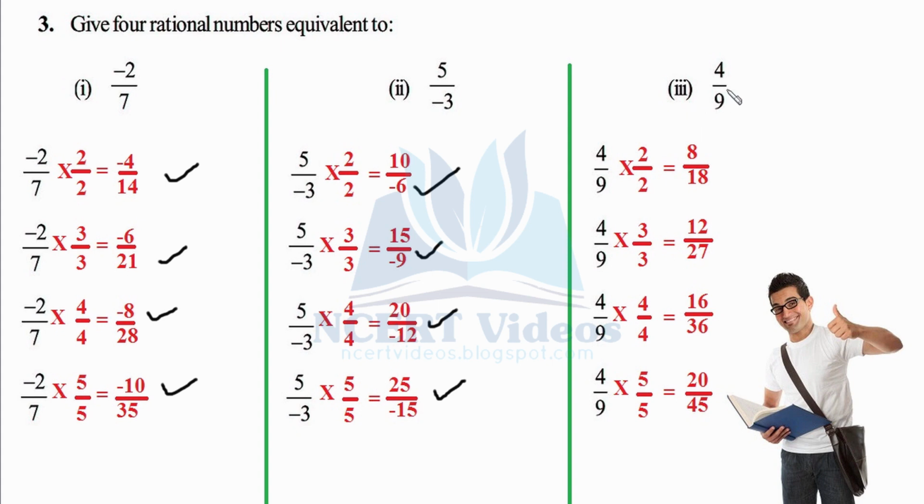Same thing here, 4 over 9 into 2 over 2, that is 4 into 2 is 8, 9 into 2 is 18. You can also take it as 4 into 3, so 4 into 3 is 12, 9 into 3 is 27. Likewise, and here 4 into 5 is 20, 9 into 5 is 45. So this was a very easy question. The only thing is that you have to take those numbers which you find very easy to multiply. You can also divide it rather than multiplying. So that is your question number third.